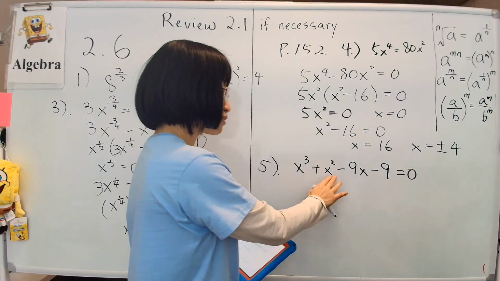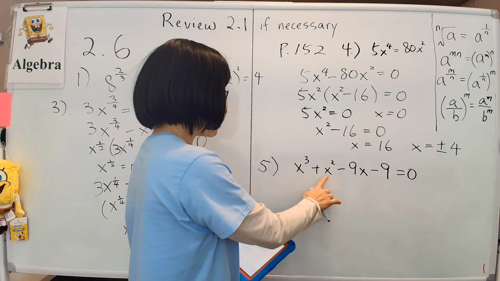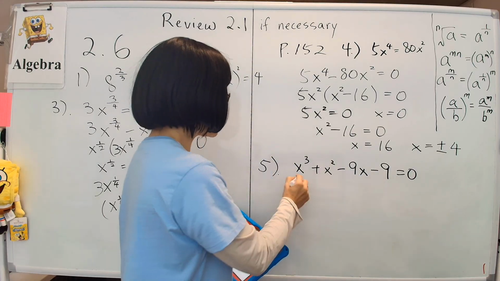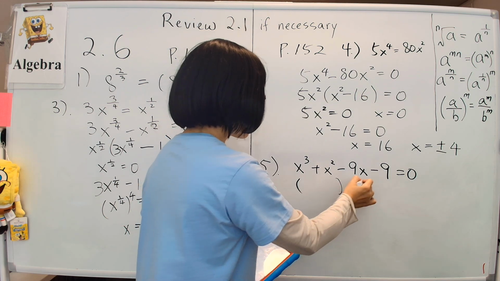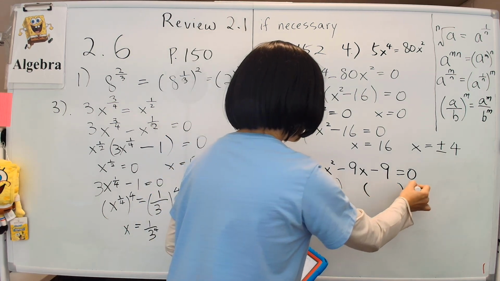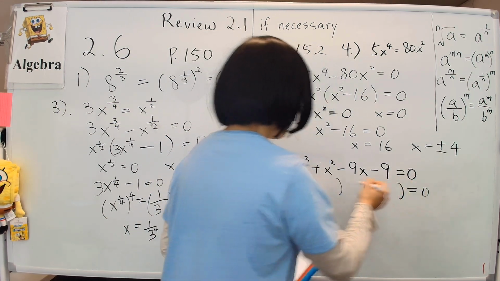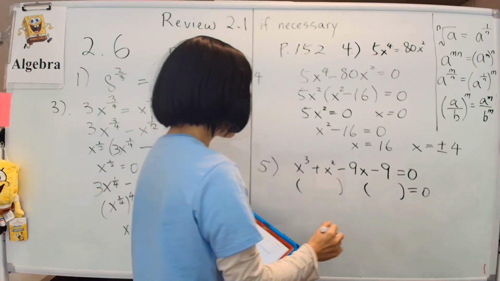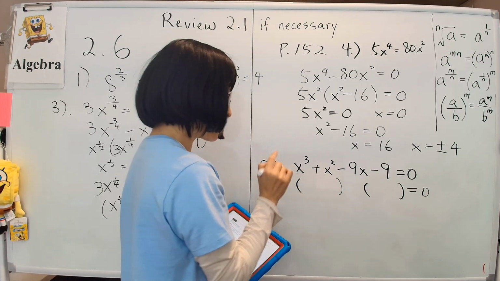Luckily, this is an extremely simple example where we have 1, 1, okay, and then 9, 9. So they are very, very similar. So we can group it like this. And that will equal to 0. What I mean by that is this will be our first group, and that will be our second group. So let's group this thing and factor it.